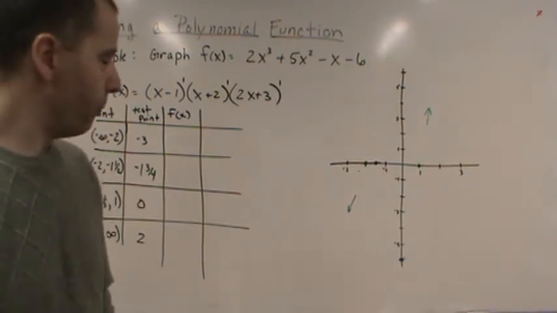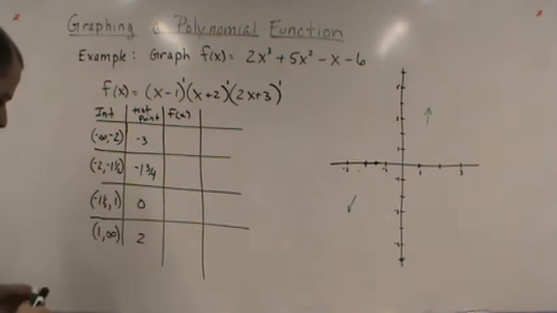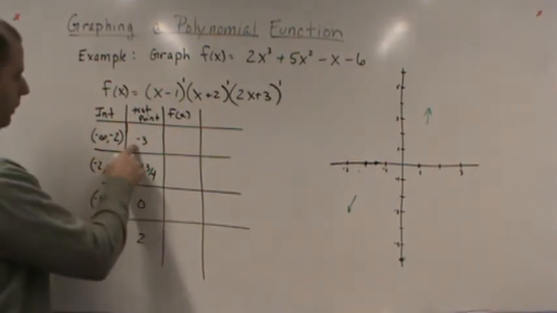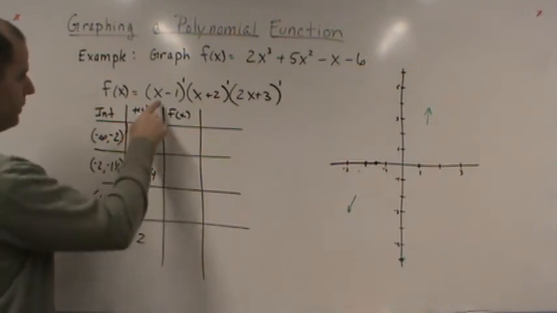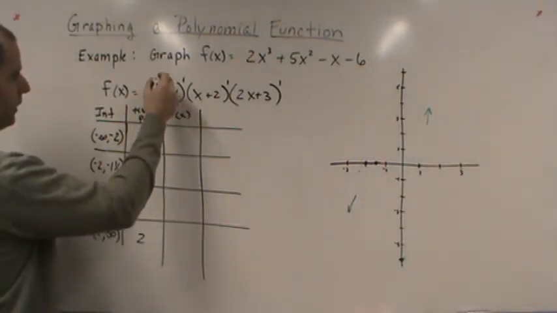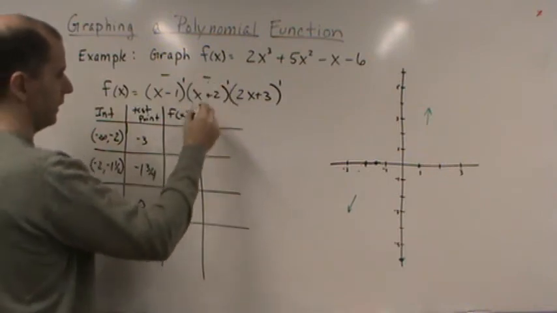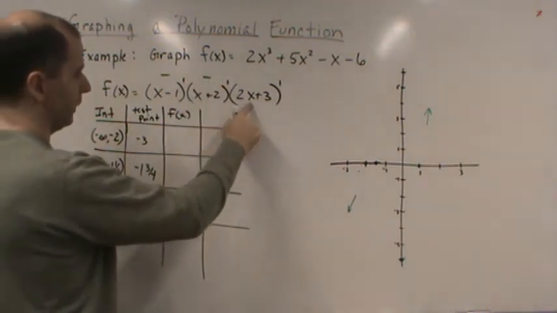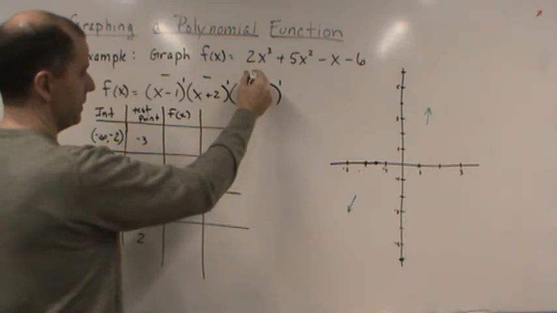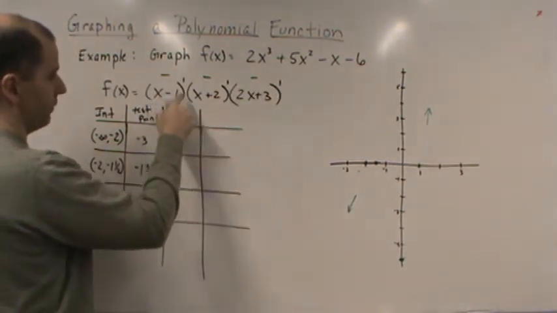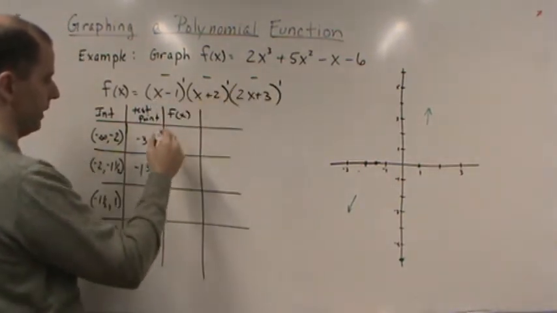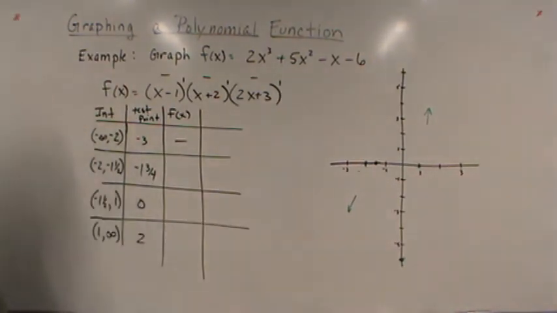So in this case, if I put in negative 3, this becomes negative, this becomes negative, and this becomes negative. So a negative times a negative times a negative is negative. So we know we're below the x-axis.